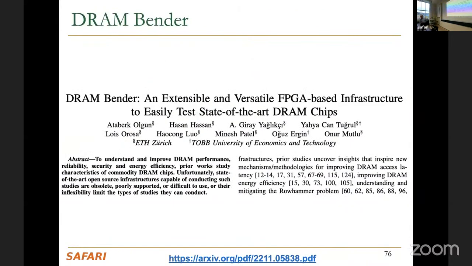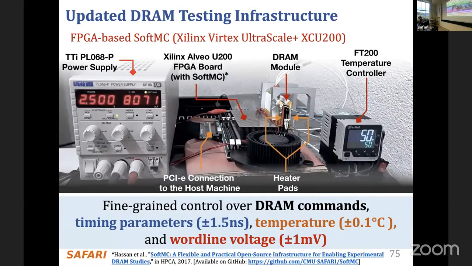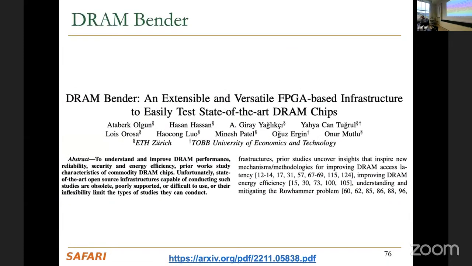And this is the paper that I mentioned. This is the DRAM vendor infrastructure, which is essentially a DDR4 version of SoftMC, which has some other interesting characteristics. So if you're interested, you can actually read it. Or if you're interested in doing research, you can contribute to it. It's also open source. You can find it online, so you can contribute to it even if you're not doing research.